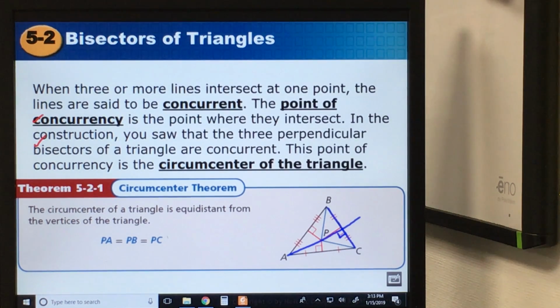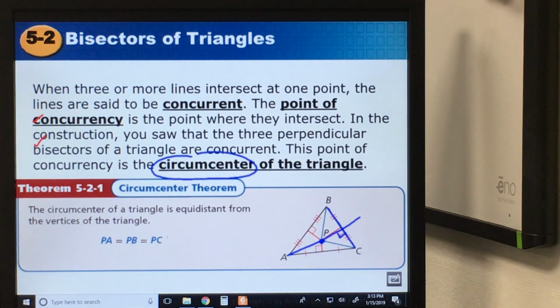So you do that for each side, and what happens is those bisectors are actually intersecting at one point. So in this diagram, they're all intersecting at point P. Now that is what we call the circumcenter of the triangle.